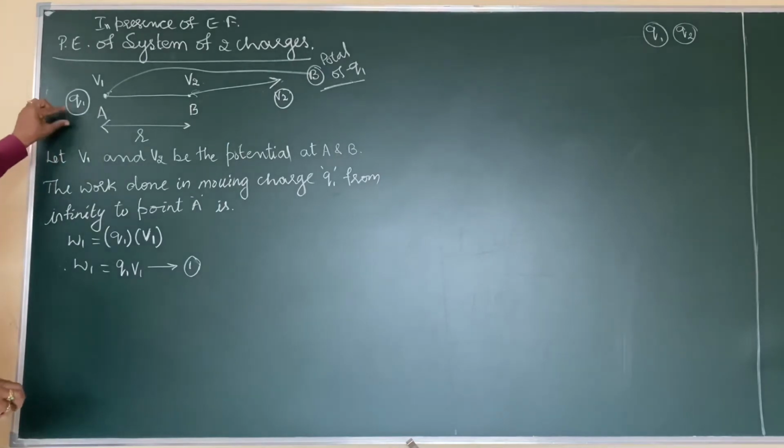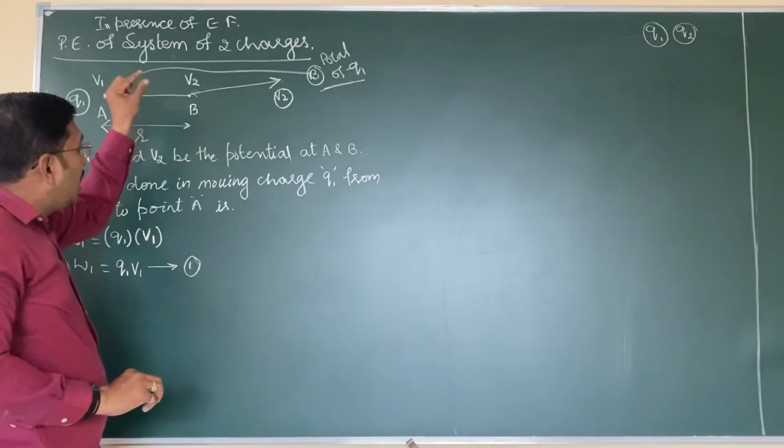Okay, Q1 is having a place at A. Therefore, because of Q1 there is a potential at B.